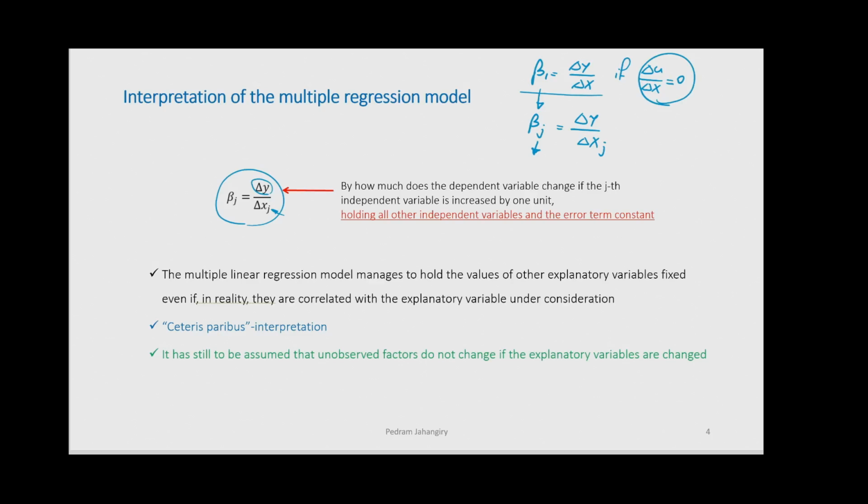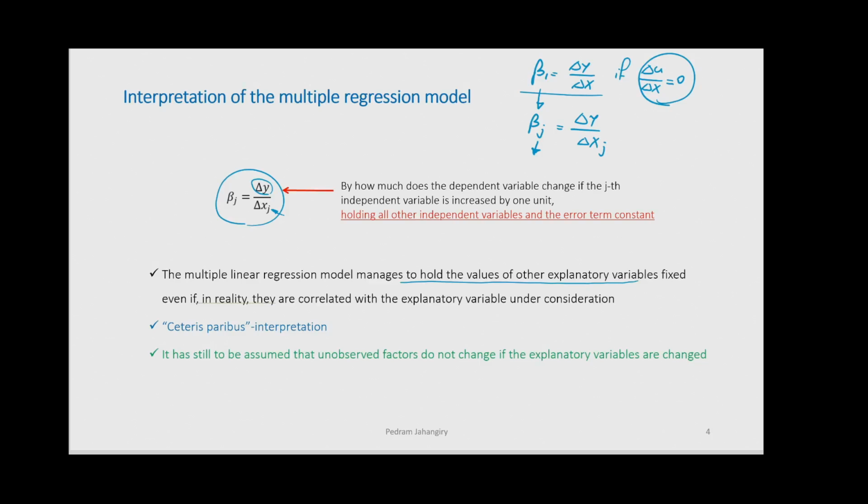So the big difference between simple regression model interpretation and multiple regression model interpretation is that now we can explicitly hold everything else, all the other explanatory variables that are in the model, fixed and constant. This is very powerful. So the multiple regression model manages to hold the values of other explanatory variables that are in the model fixed, even if in reality they are correlated with the explanatory variable under consideration.